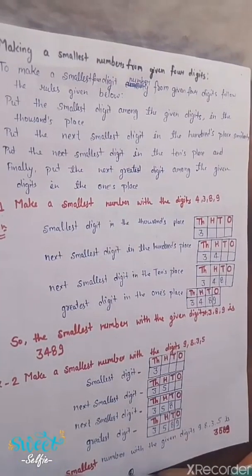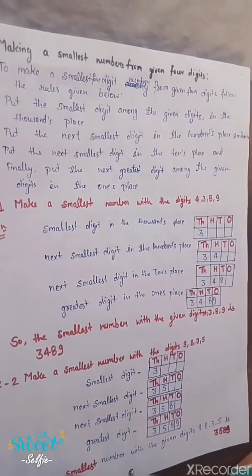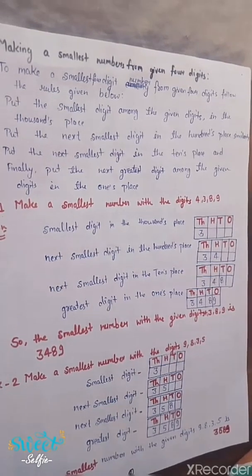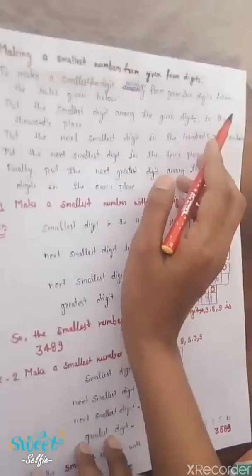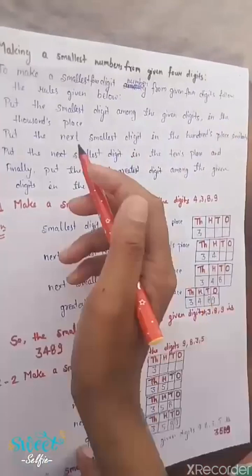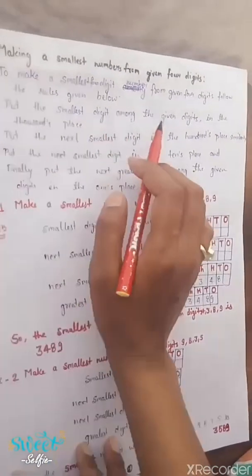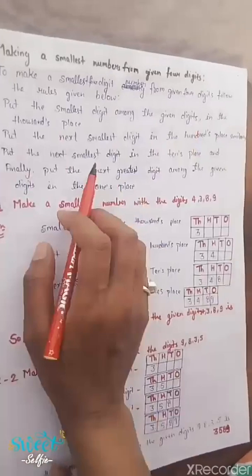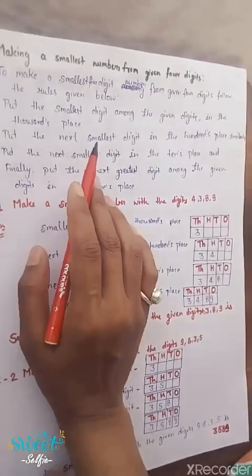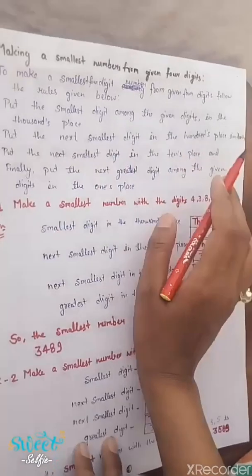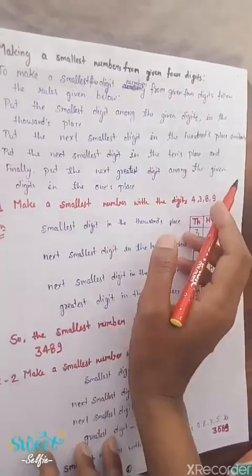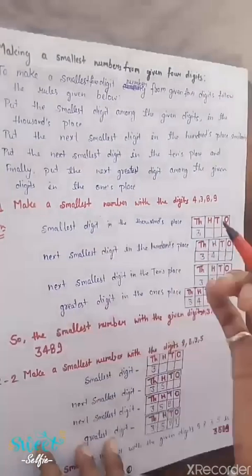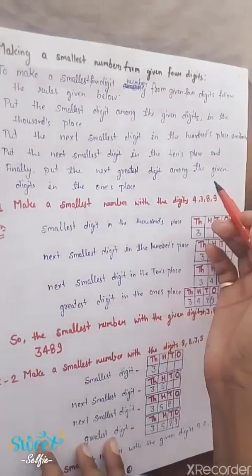It also has certain rules, but it is just the opposite of making the greatest number from 4 digits. Okay, so let's see. To make the smallest 4-digit number from given 4 digits, follow the rules given below. The first rule is put the smallest digit among the given digits in the thousand place. The next rule is put the next smallest digit in the hundred place. Similarly, third is put the next smallest digit in the tens place, and finally put the greatest digit among the given digits in the ones place.